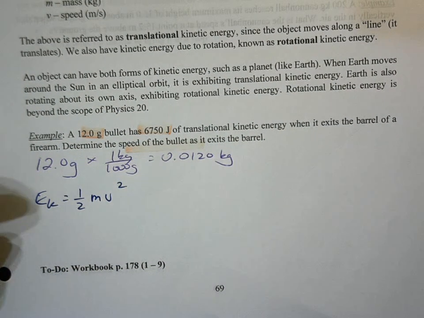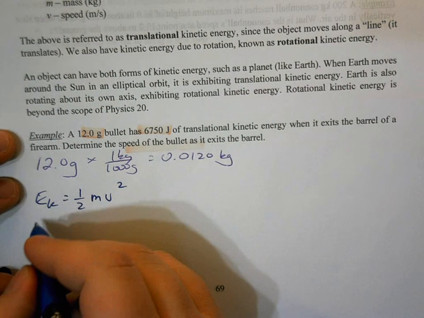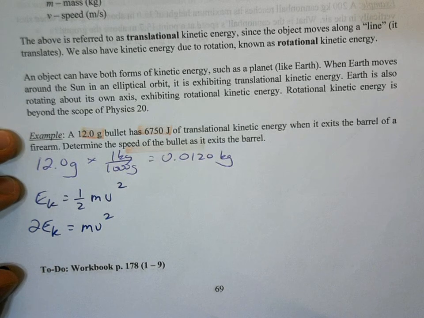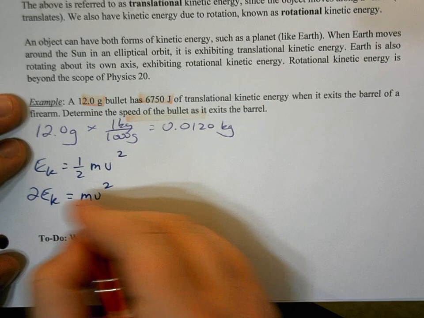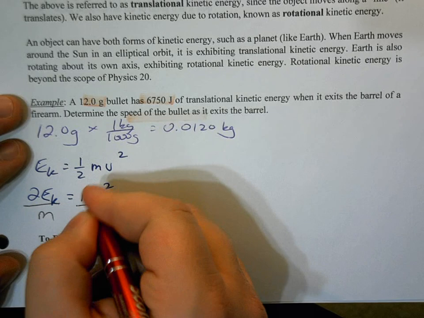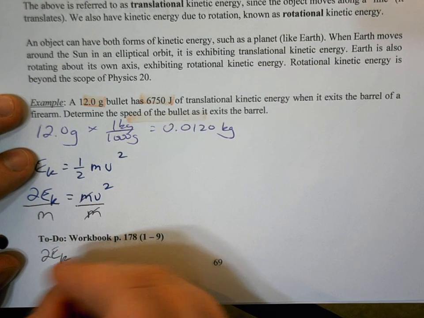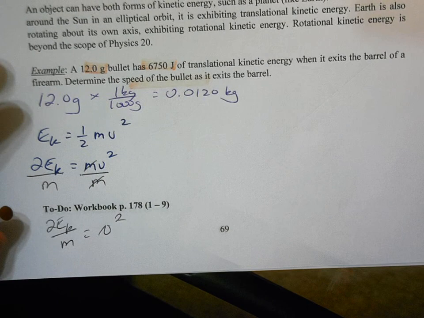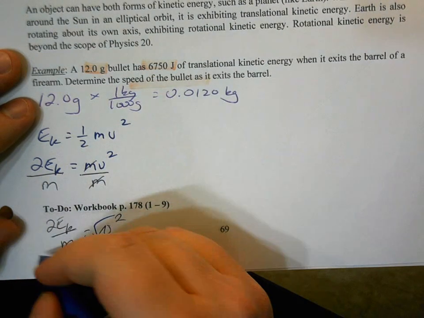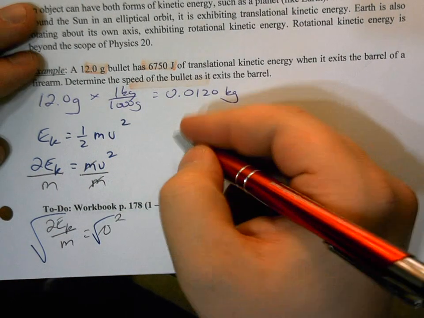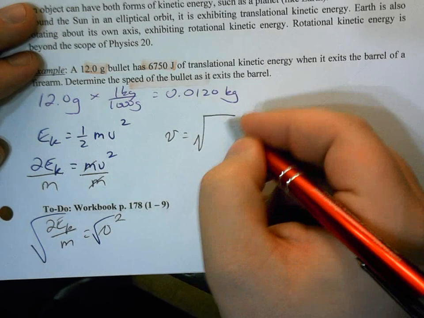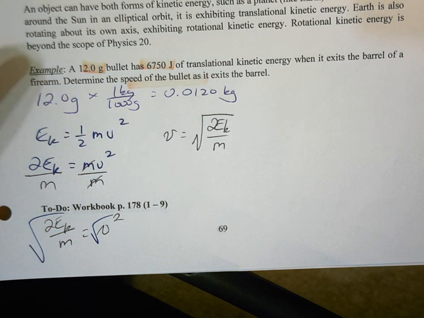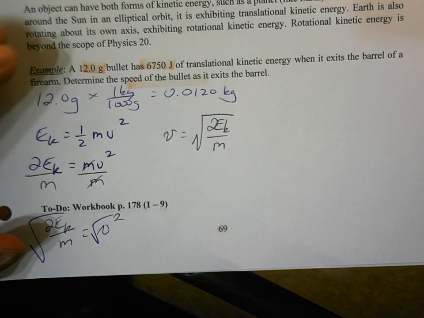I would like to find v. We're going to multiply both sides by the 2 here. We will get 2EK equals mv squared. And then we're going to divide both sides by mass. So I'm going to have 2EK over m equals v squared. Or, you know, we can take the square root of that. So what we're going to find is that v is equal to the square root of 2EK over m.